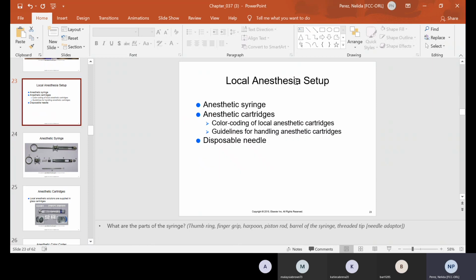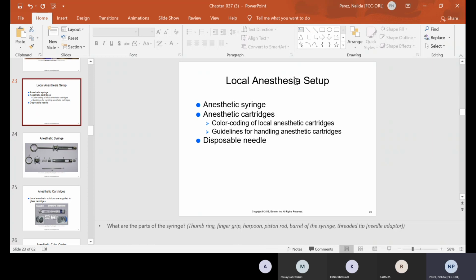Now, local anesthesia setup, of course, you need your anesthetic syringe. Some people also call it the aspirating syringe. So anesthetic or aspirating. What we don't call it is the needle, okay? Or say we're going to give you an injection. We try to refrain from negative connotations. Patients are scared already. Please don't scare them even more, okay?